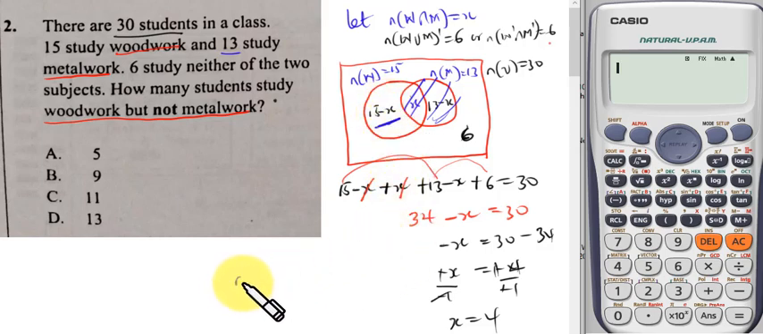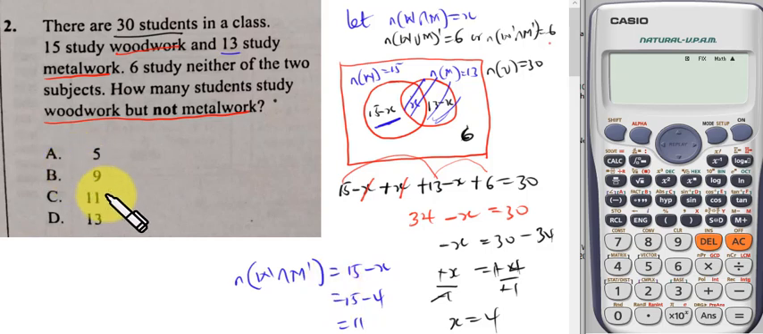So we write this as the number of students in woodwork intersection metalwork complement, and that is equal to 15 minus x. But we have found x to be 4, so that is going to be 15 minus 4, and that is 11. So that is option C, and that is the correct answer.